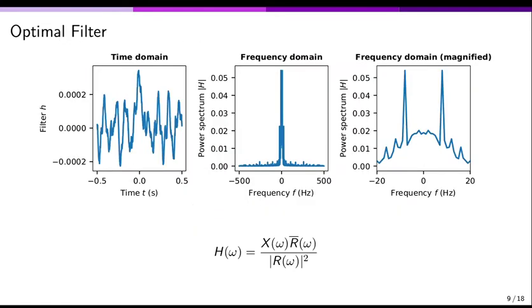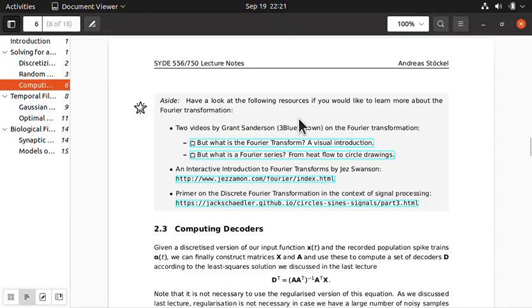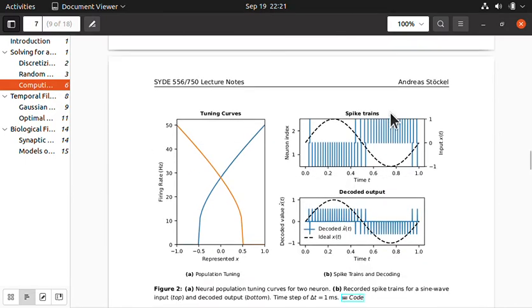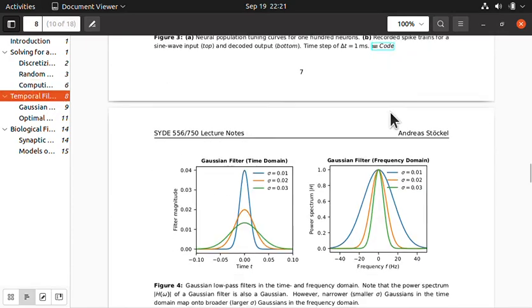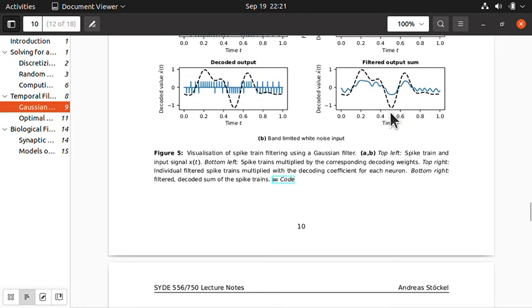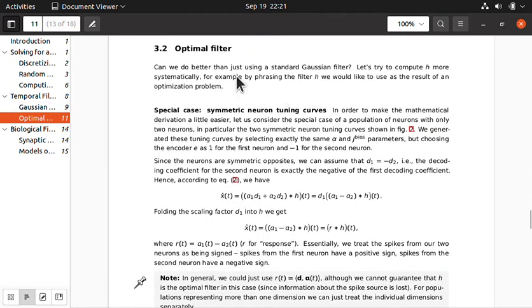How are we going to do that? I'm going to switch over to the notes again, and I just want to give a vague sketch of how we would go about that approach. We're applying Gaussian filters, which is what I just talked about, but this asks the question of the optimal filter. In general it's a tricky task, but we can at least write out how we would do this for the 2-neuron case.